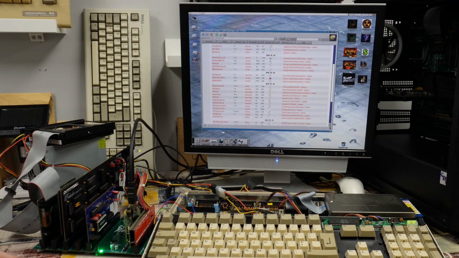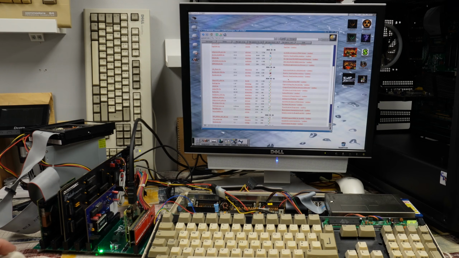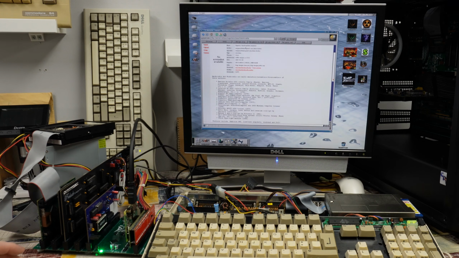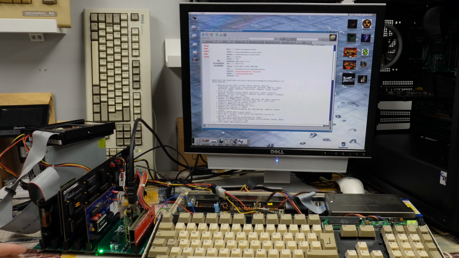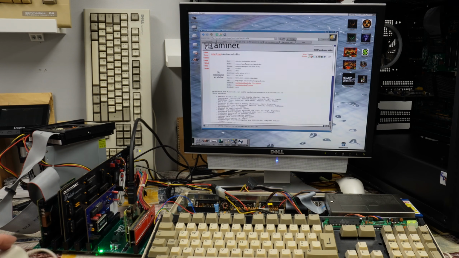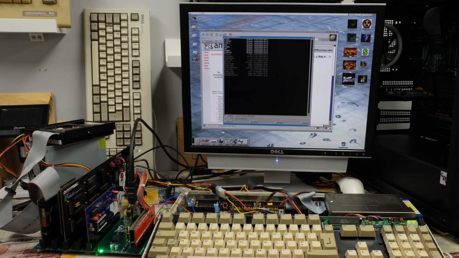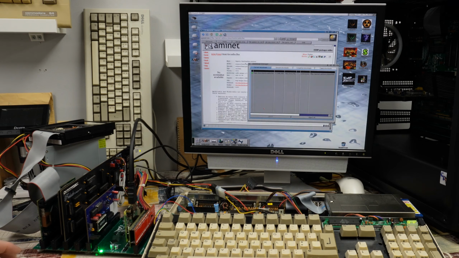Latest packages. What's this one? Ami Arcadia? Some sort of emulator for the Amiga? Let's download that. And we'll stick it onto the RAM disk.